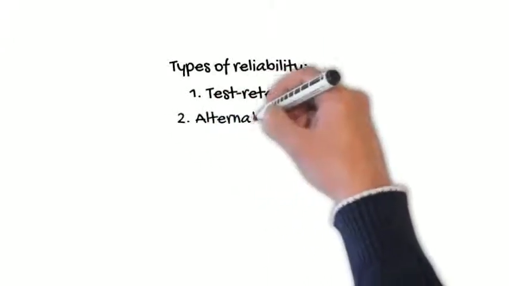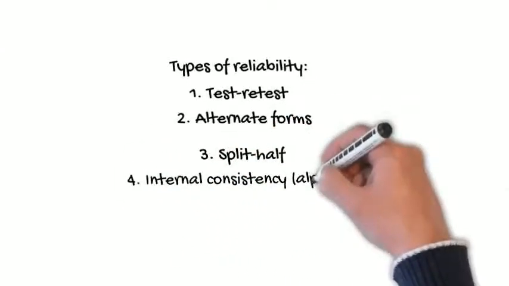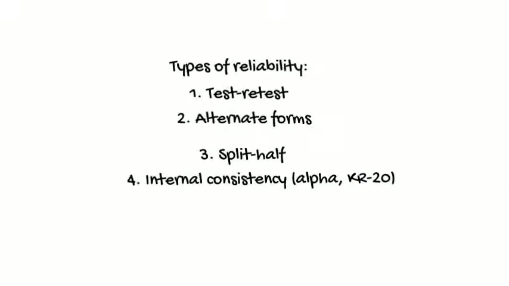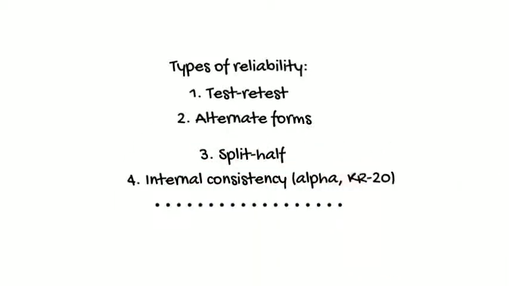Now, there's a number of different types of reliability. The easiest to understand is probably test-retest. Then there's also alternate forms, split half, internal consistency, and then on tests where the answers have some subjectivity, interscorer reliability is another type of reliability.